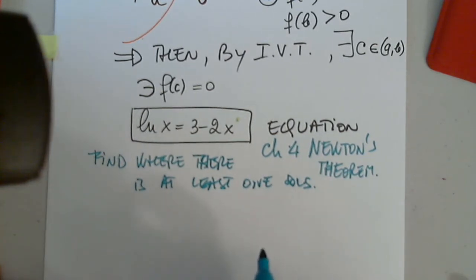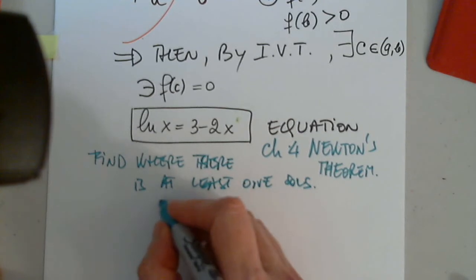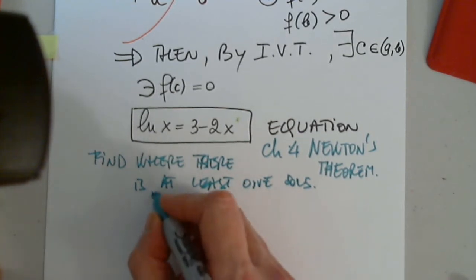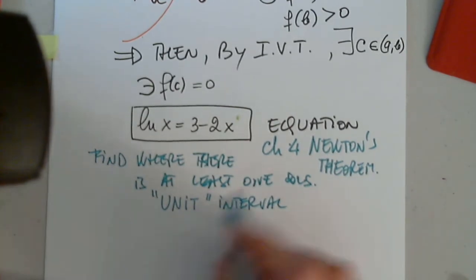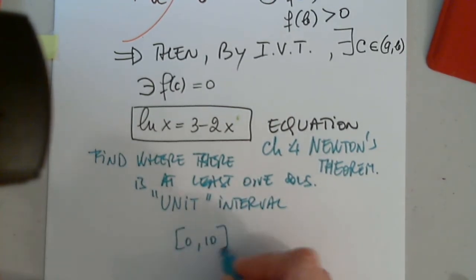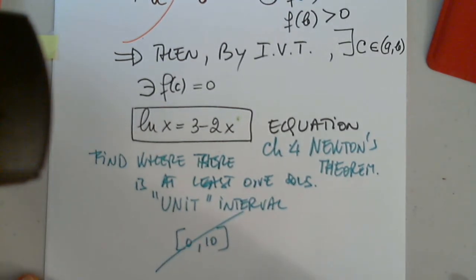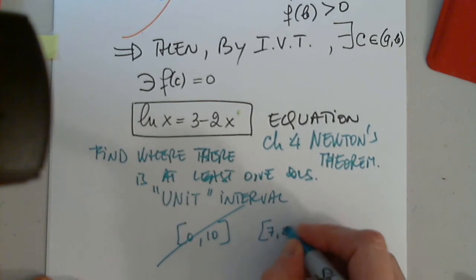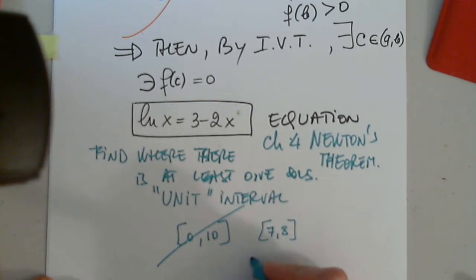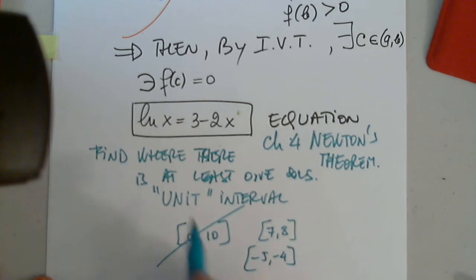So first of all, I have to find a unit interval. So please don't say there is a solution between 0 and 10. That doesn't mean anything. You have to say there is a solution between 7 and 8, or there is a solution between -5 and -4. It has to be a unit interval, or smaller, but not bigger than 1. A solution between 0 and 10 is not acceptable.